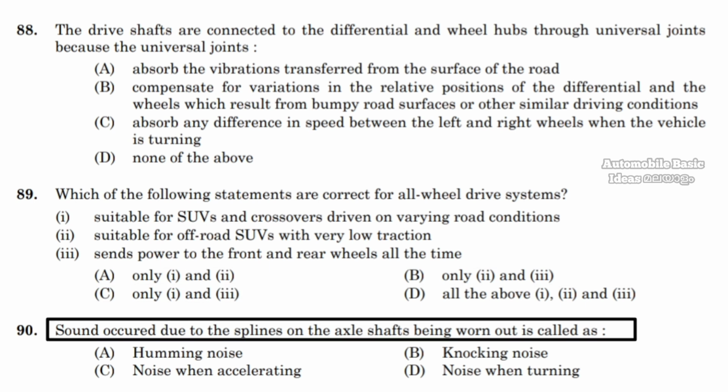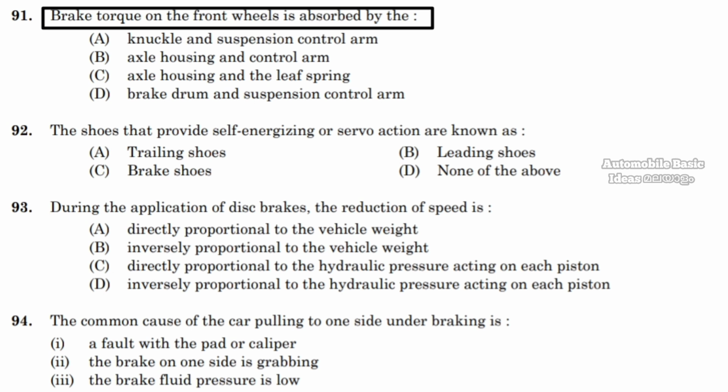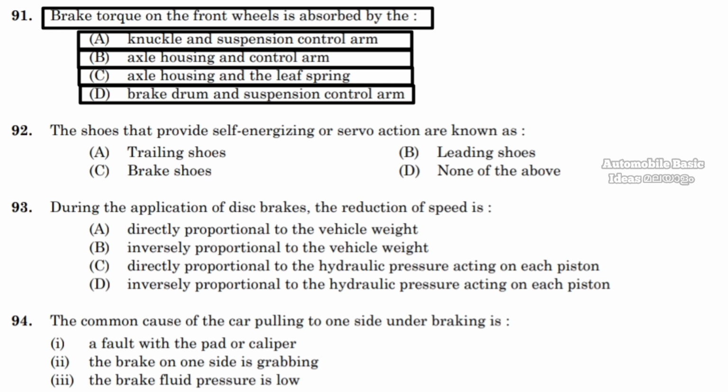90. Sound occurred due to the splines on the axle shafts being worn out is called as: A. Humming noise. B. Knocking noise. C. Noise when accelerating. D. Noise when turning. Answer B. Knocking noise. 91. Brake torque on the front wheels is absorbed by the: A. Knuckle and suspension control arm. B. Axle housing and control arm. C. Axle housing and the leaf spring. D. Brake drum and suspension control arm. Answer A. Knuckle and suspension control arm.